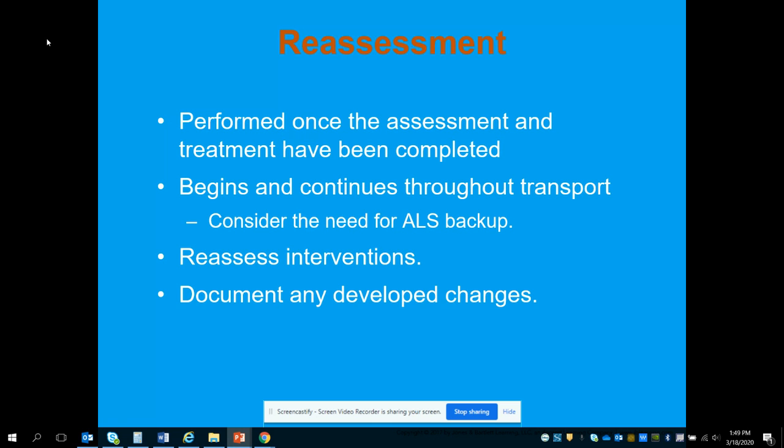We also want to consider the need for ALS, whether we're waiting on scene for them or whether we're meeting up with them en route to the hospital if we haven't already. And when we're doing that reassessment, we're reassessing the chief complaint, we're reassessing vital signs, we're reassessing interventions, and we're seeing, has anything changed? Has there been any changes that require a new course of treatment, or how do we need to progress from here?